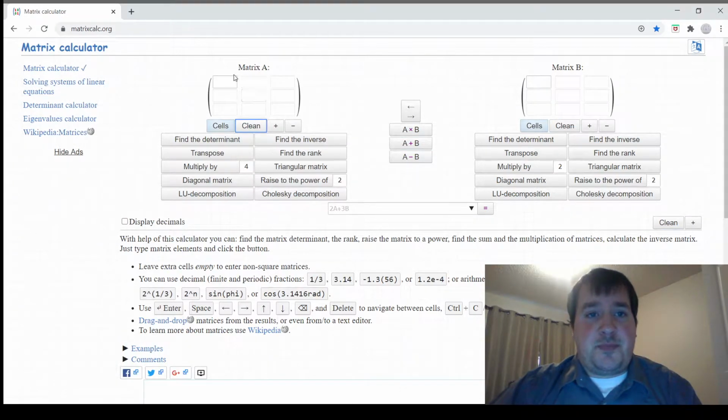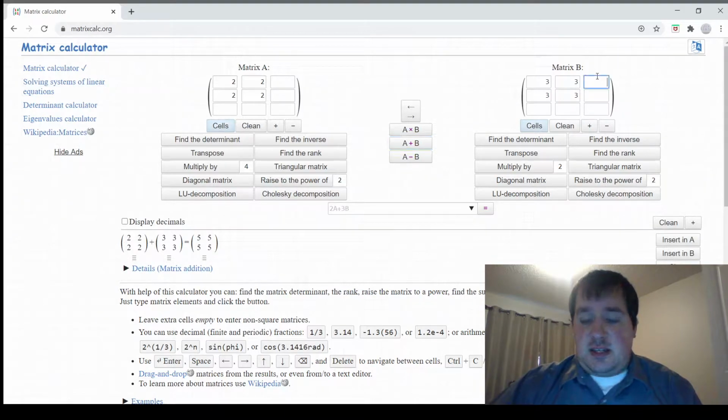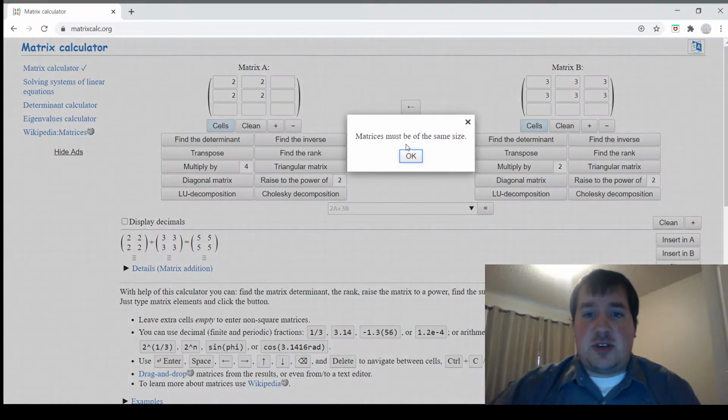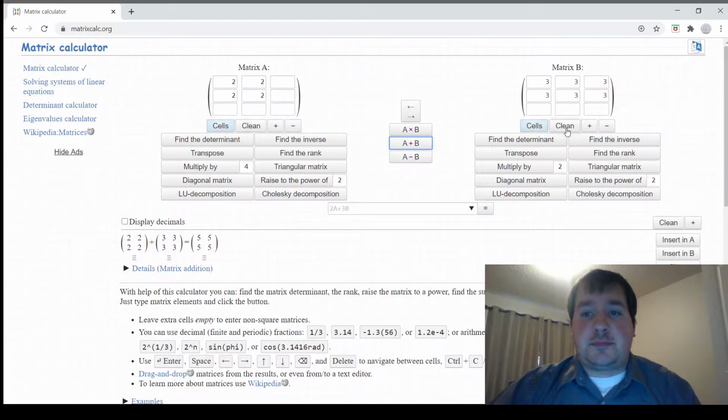Clean these off real quick. Remember, for matrix addition and subtraction, they do need to be the exact same size, same columns and same rows. Like this is the same size, so they could be added, but if we try to do one not the same size, it will just give us a notification that they must be the same size. So it won't just give you an error message, it will tell you why it is unable to work.